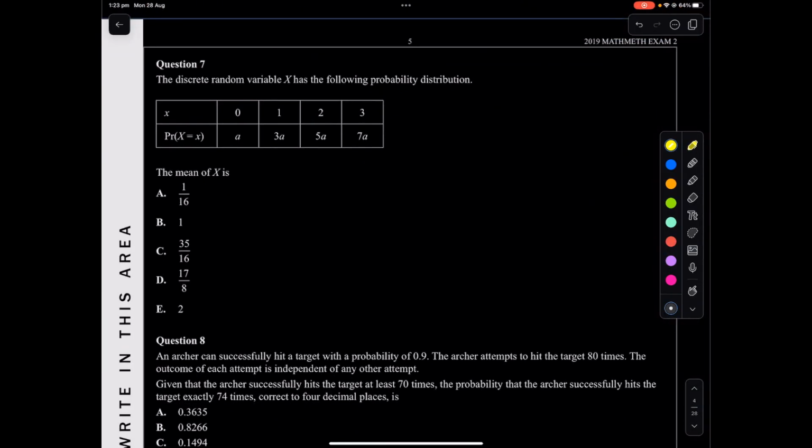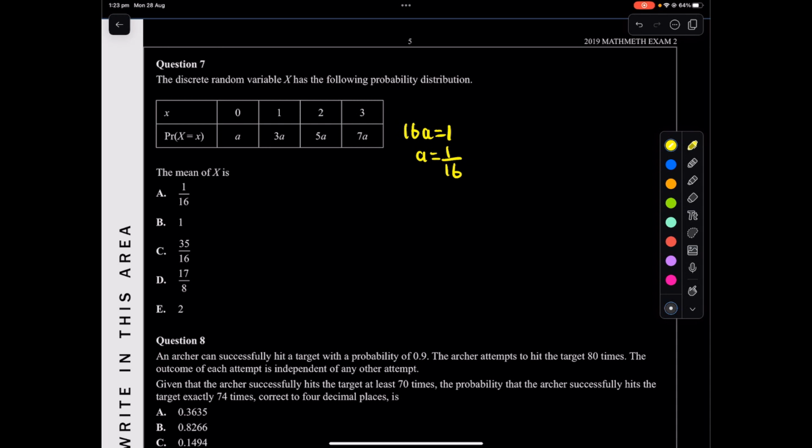The discrete random variable x has the following distribution. The mean of x is what? Okay, very easy. First, I'll try to calculate the variable a, and that's easy. The addition of all of these should be equal to 1, because this is probability. So 7 plus 3 is 10, so it's 16a equals 1. So a is equal to 1 over 16.